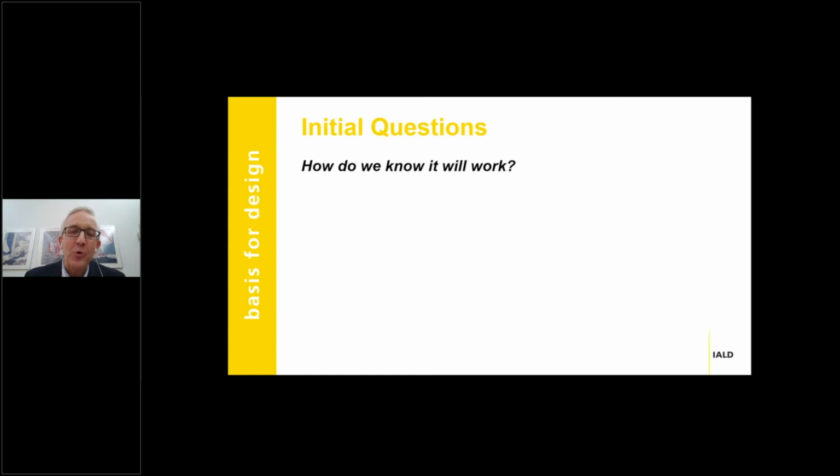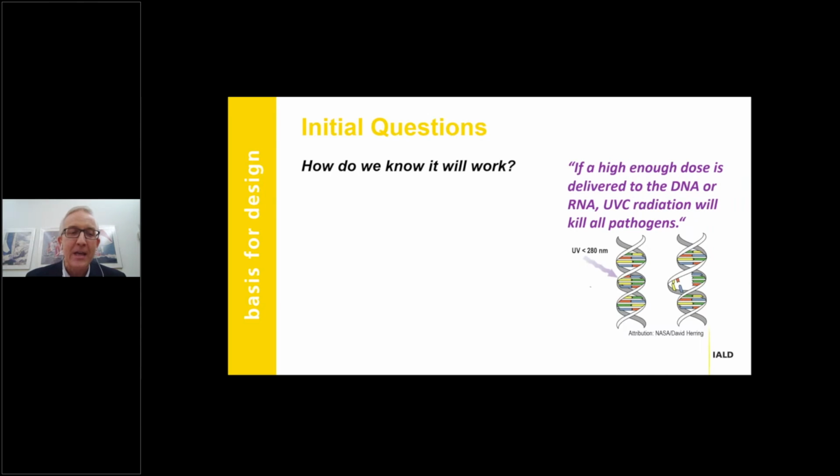That's an understandable question, considering that we are used to flipping a switch and seeing a lighting effect. But with UVC, we cannot see what's happening. In fact, if the source output is truly limited to UVC radiation, you can't even tell that the source is on. But of course it will work, because Bob told us so when he said, if a high enough dose is delivered to the DNA or RNA, UVC radiation will kill all pathogens. All kidding aside, it is in fact true.